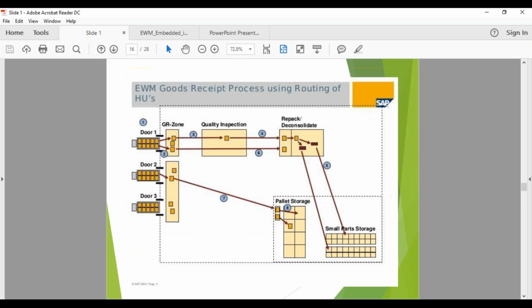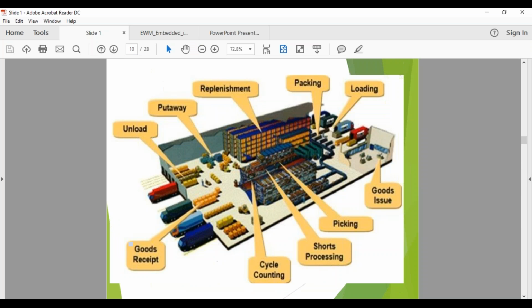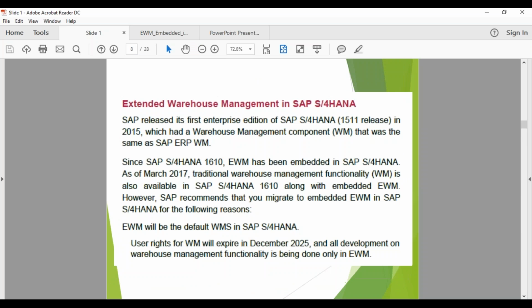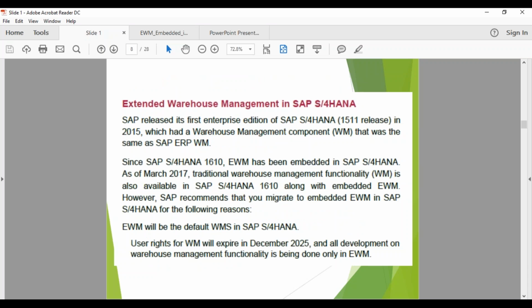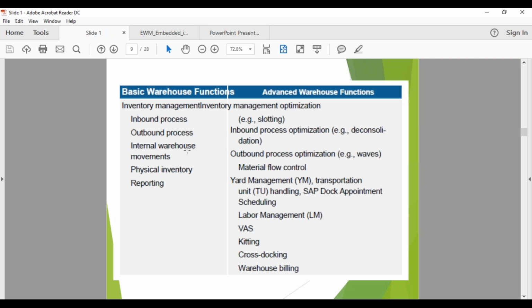We have discussed the various processes which are available. We have discussed how the embedded extended warehouse management came up with S4 HANA. What is the reason behind that, why SAP has come up with this, and what is extended warehouse management, why SAP recommends to directly migrate to extended warehouse management.